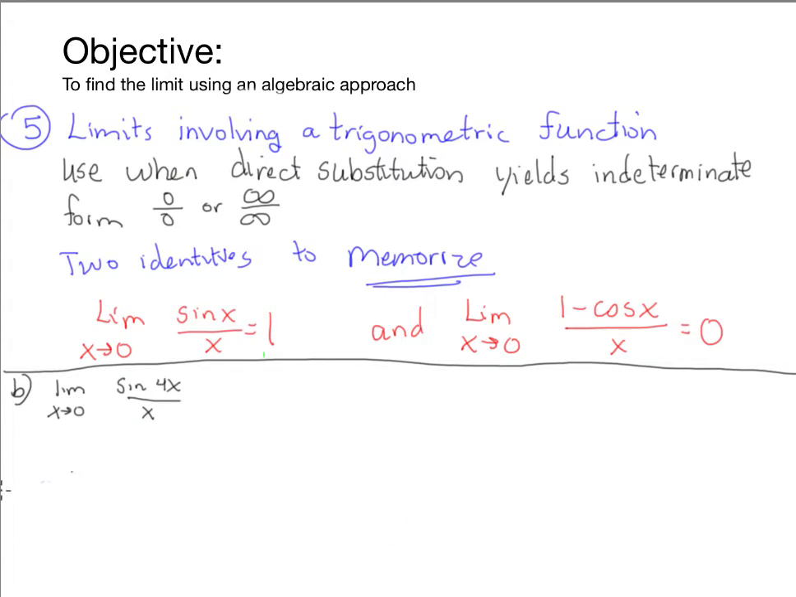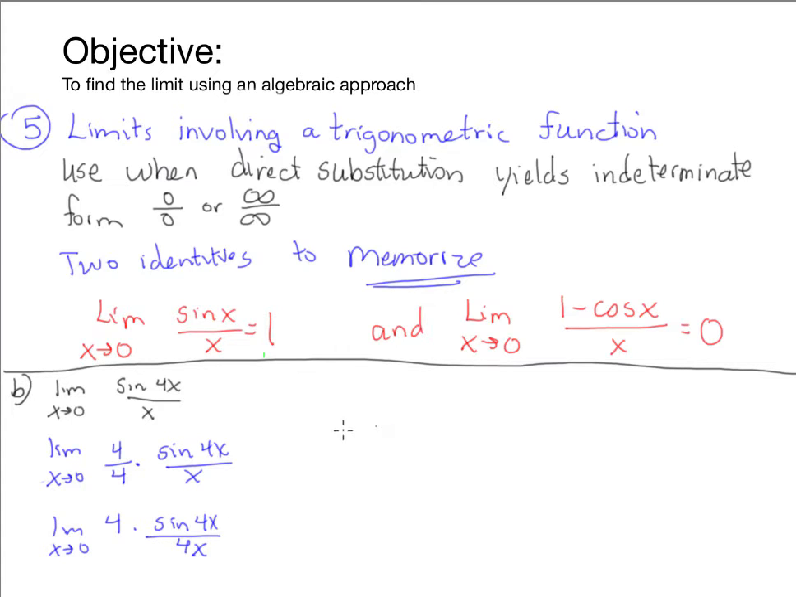In example B, notice I have a 4x inside the sine function with an x on the outside. So in order to use the identity of the limit of sine of x over x equals 1, I need to have a 4x in the bottom. So to do this, I want to multiply by 1, choosing my 1 to be 4 over 4. That'll give me 4 times the sine of 4x over 4x.